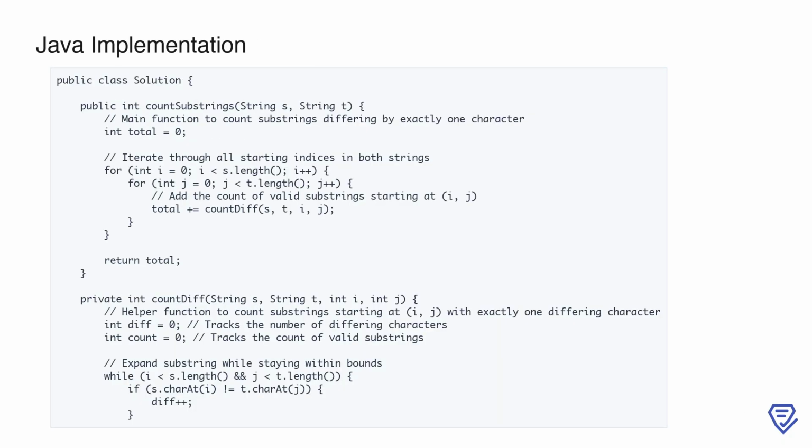Here, we define a class called Solution and implement the main function, countSubstrings. This function calculates the total number of substrings in 2 strings, S and T, that differ by exactly 1 character. We start by initializing a variable, total, to keep track of the overall count. Then, we use 2 nested for loops to iterate through all possible starting indices in both strings. For each pair of starting indices, we call a helper method, countDiff, to calculate the count of valid substrings beginning at those indices. Finally, the total count is returned as the result of the function. The key idea here is to systematically compare substrings at every possible starting point between the 2 strings.